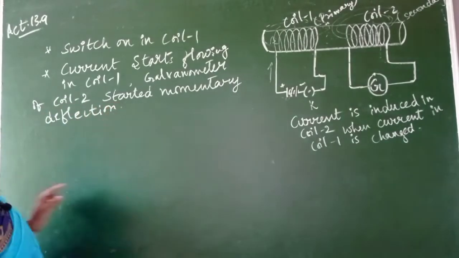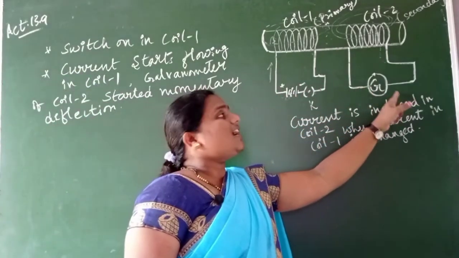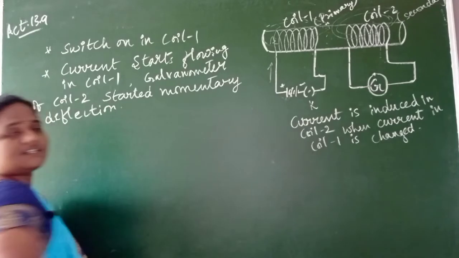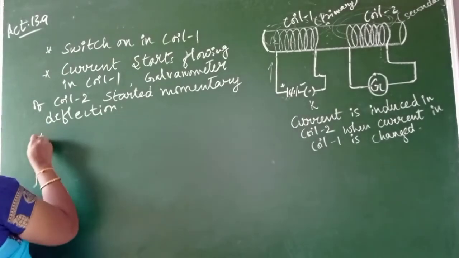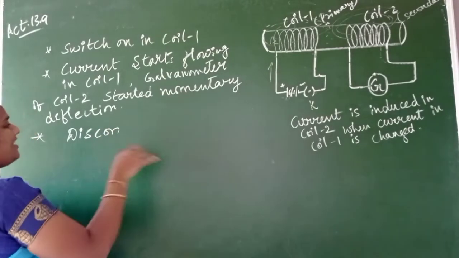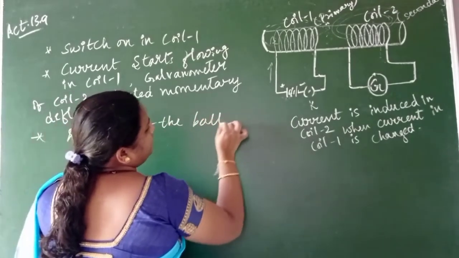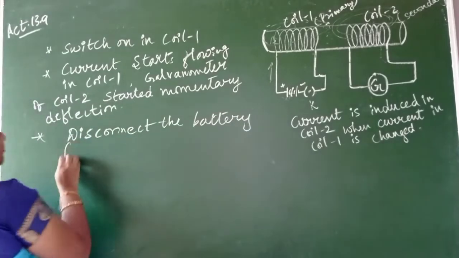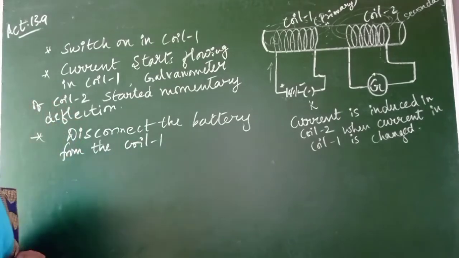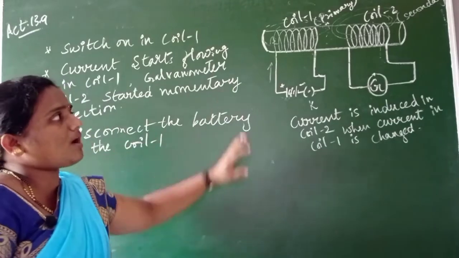It means that when the current starts flowing in the first coil, we have found a momentary deflection in the second coil. Okay, now we will disconnect this battery from the coil 1, isn't it? What we did? We have disconnected, means we have removed, the battery from the coil 1, isn't it, children? We are removing this battery from the coil 1, disconnecting this battery from the first one.